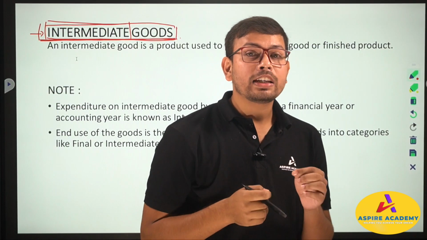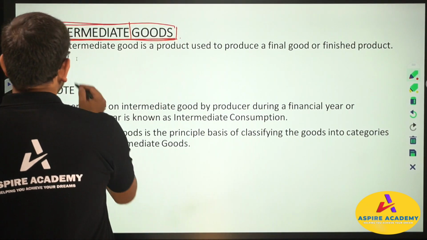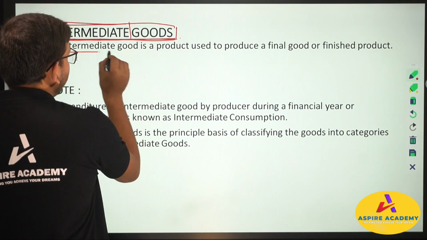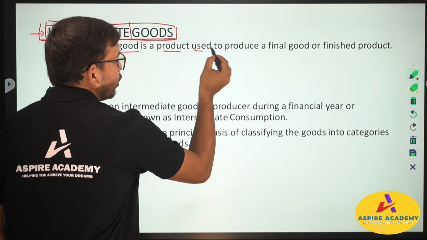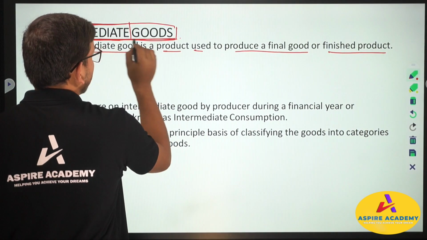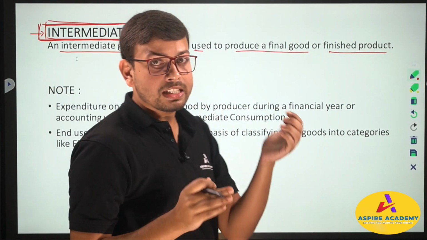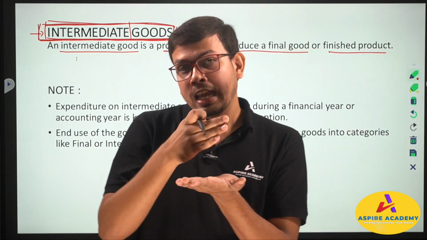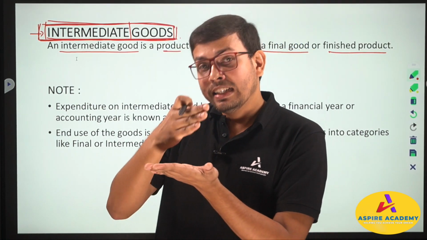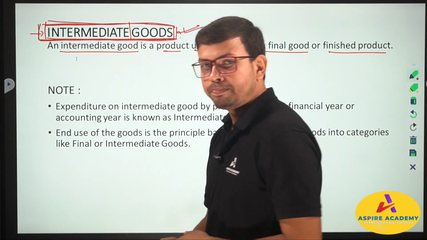Okay, the extra value can be added to this good. Let us go through the definition that we have. Intermediate good is a product used to produce a final good or a finished product. That means this is not the finished or the final good. This is a good which is within the boundary line of production and value can still be added. That type of good is known as intermediate good.